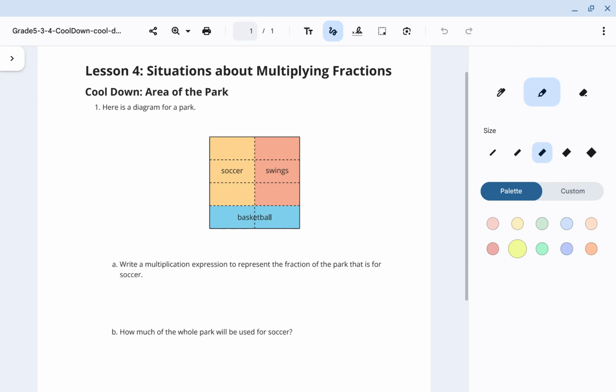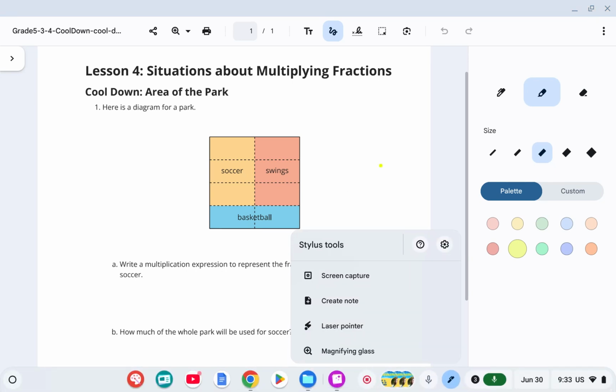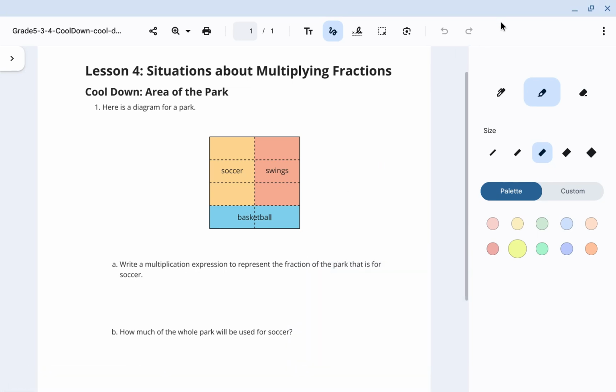Good morning, mathematicians. We are looking at lesson 4 of unit 3 of Illustrative Math. We are thinking about situations involving multiplying fractions, and today we are thinking about this park. We see a diagram for a park here, and I notice there's an area for soccer, an area for swings, and an area for basketball.